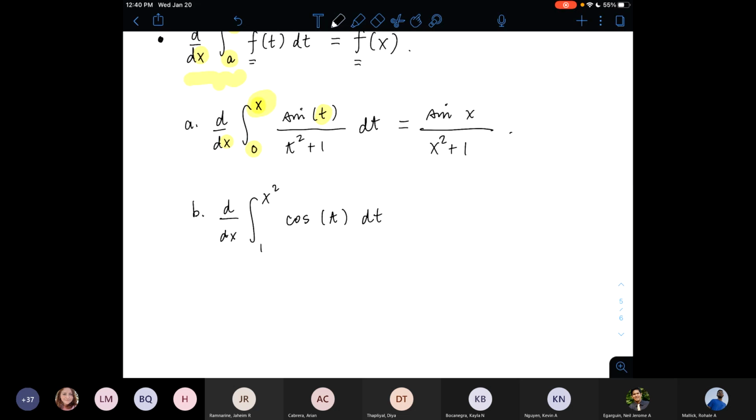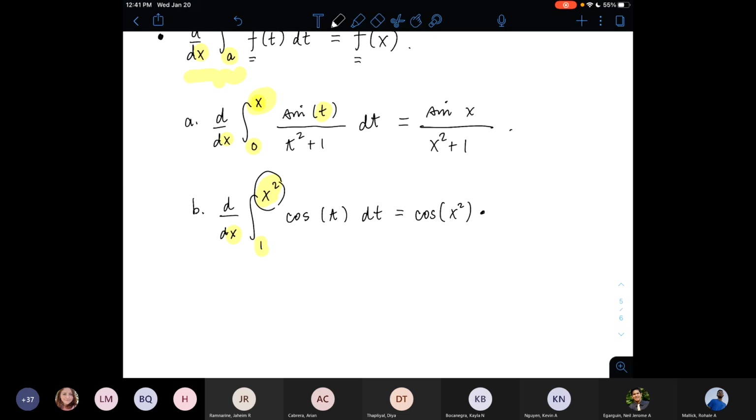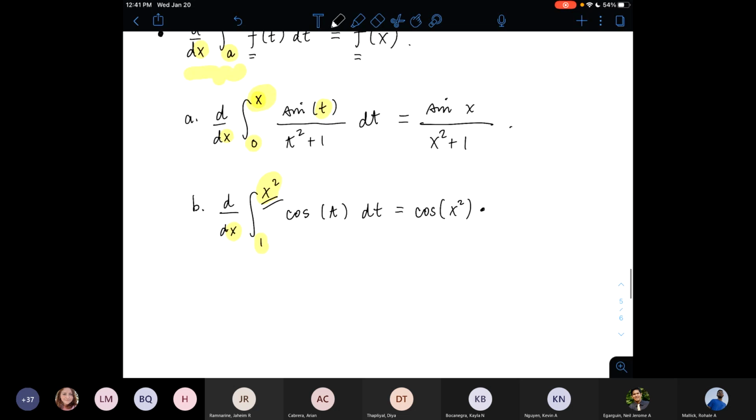Okay. All right. So here, if you do the quick check, if the fundamental theorem applies right away, the lower bound is a constant, so that's a check. But the upper bound is x squared, which is different from the variable of differentiation, so they don't match. But it's not a big problem. All you need to do is copy the integrand, evaluate it at the upper bound nevertheless, right? So instead of a cosine t, I'll have a cosine x squared. But remember that we noticed that this upper bound doesn't match with the variable of integration. So whenever that happens, we need to multiply whatever we got so far by the derivative of the upper limit. The upper limit is x squared, so its derivative is 2x.